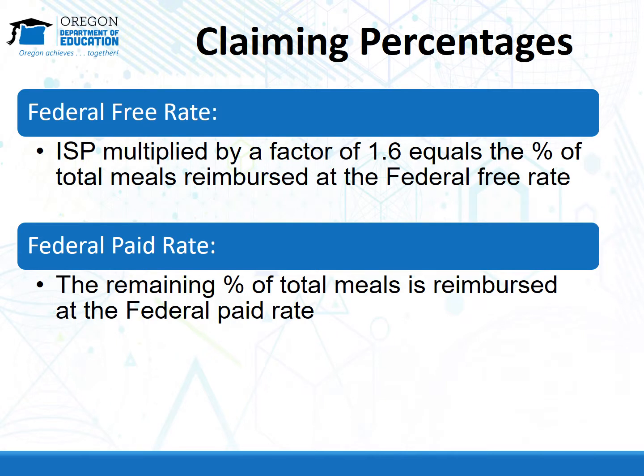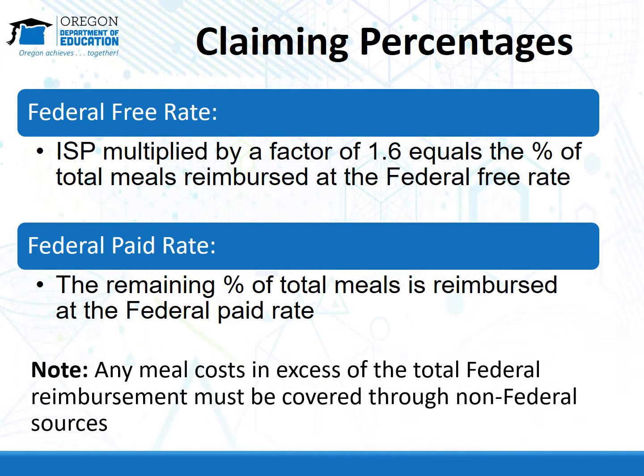When submitting for claims through CEP, there are only two reimbursement rates to be used: free and paid. The identified student percentage multiplied by a factor of 1.6 equals the percent of total meals reimbursed at the federal free rate. The remaining percent of total meals is reimbursed at the federal paid rate. Please note, any meal cost in excess of the total federal reimbursement must be covered through non-federal sources.